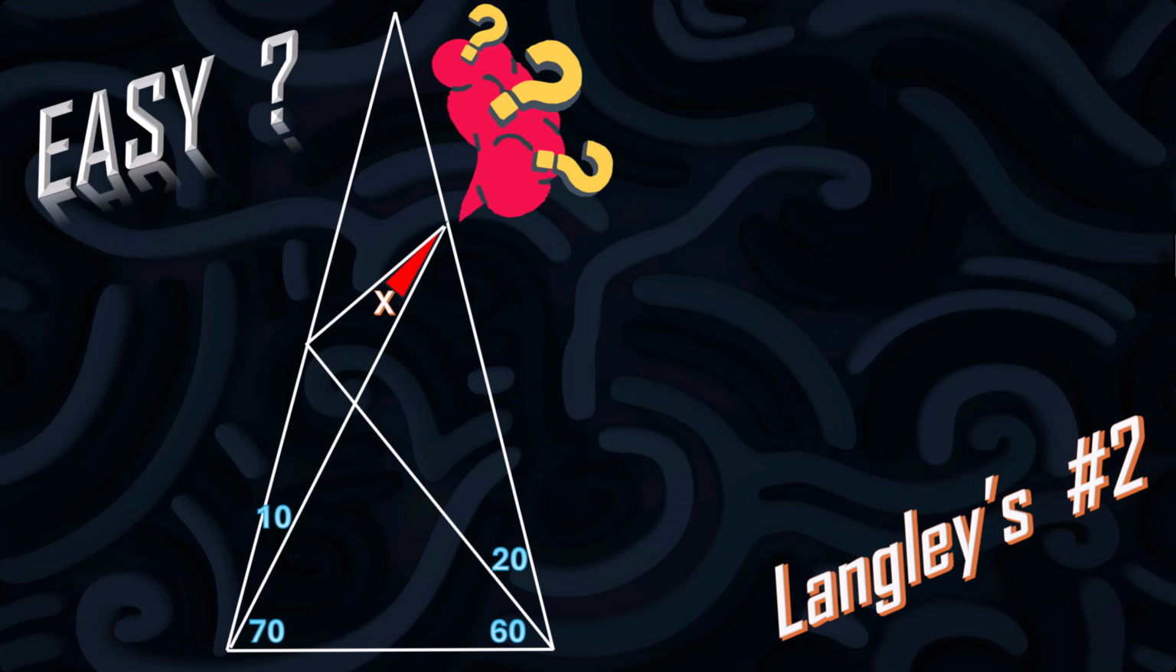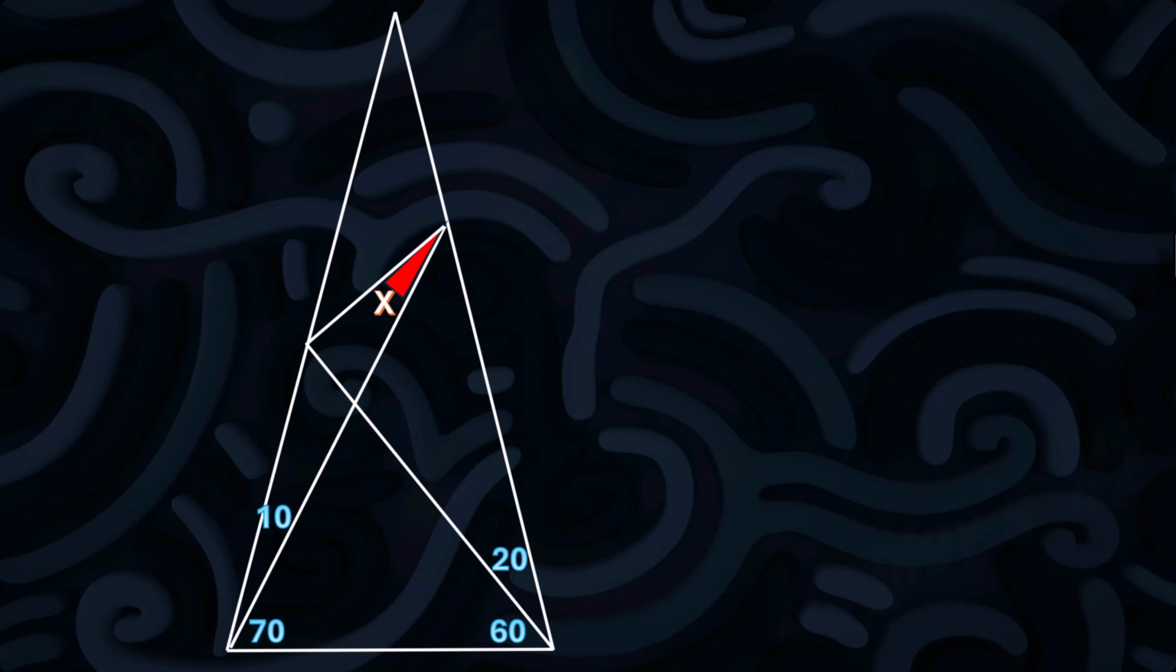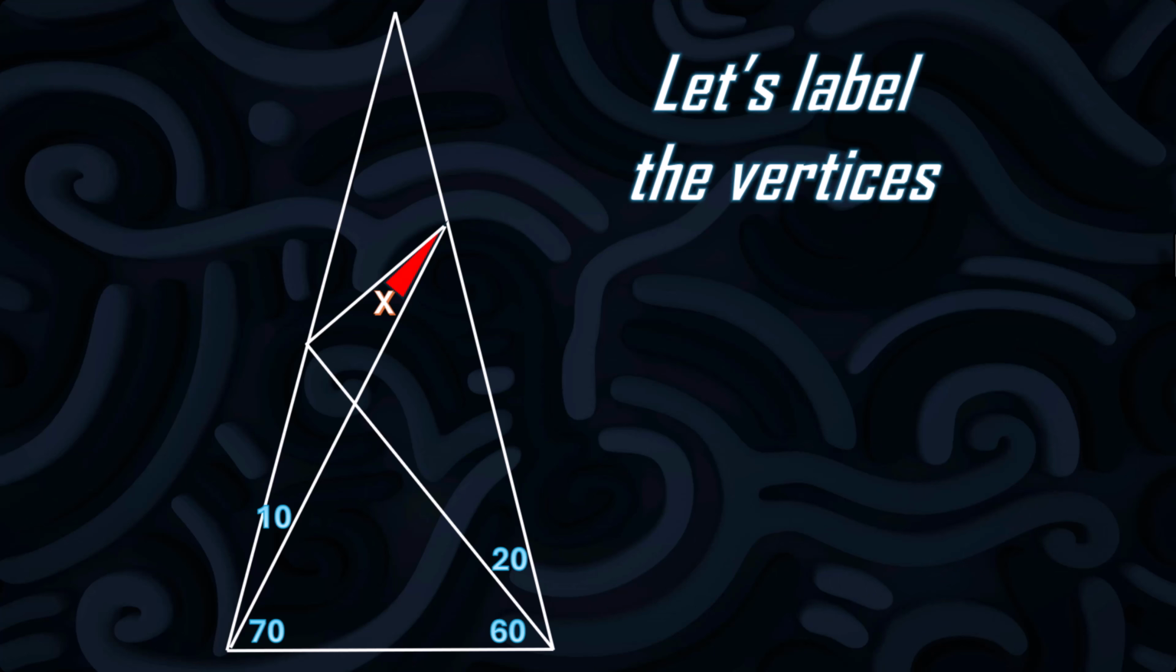Can you solve this seemingly easy geometry problem? It's a variation on Langley's Adventitious Angles. Let's first label the vertices.